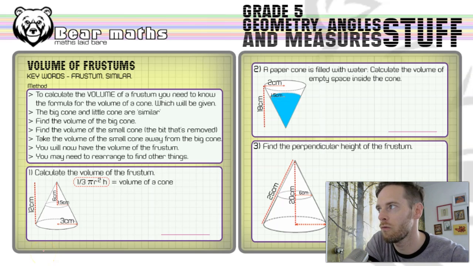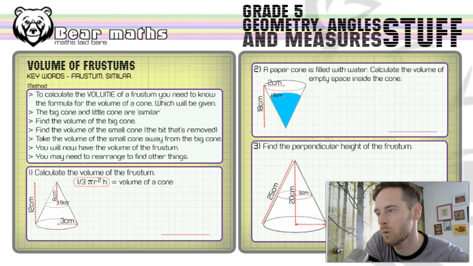This video is on the volume of frustums. And the keyword here is frustum. You don't have to say it a silly way like I did. A frustum is the bit of a cone that you get left over when you chop off the top of a cone, right? And a similar object is one that is the same object, but a different size, with different dimensions.